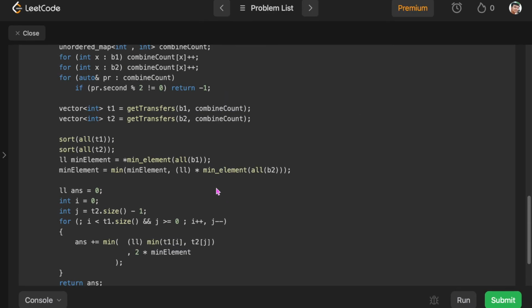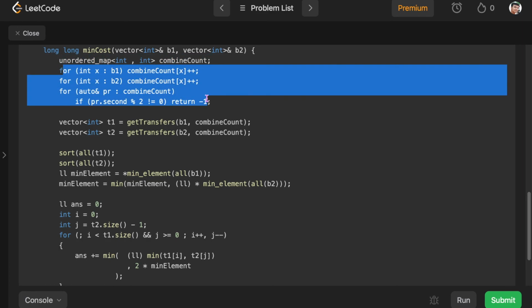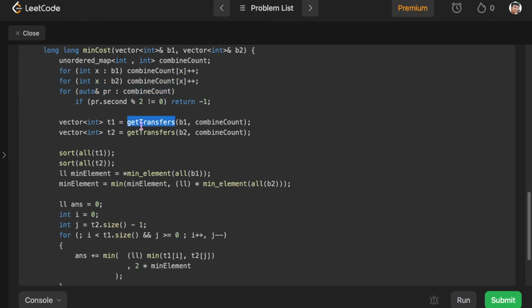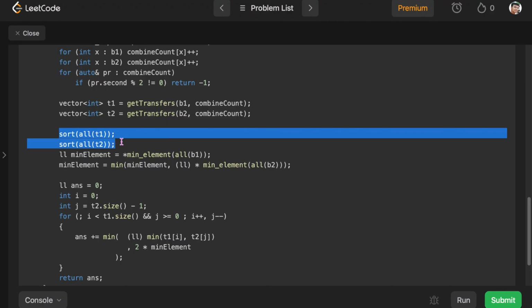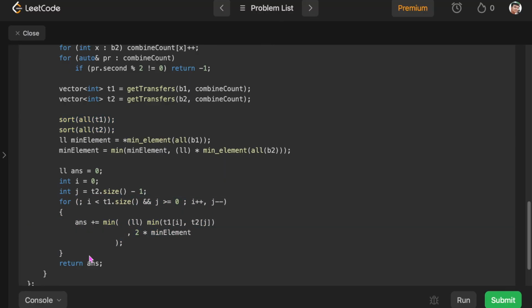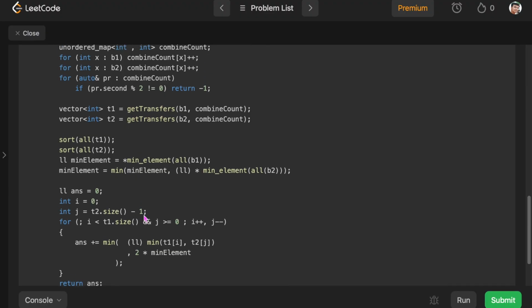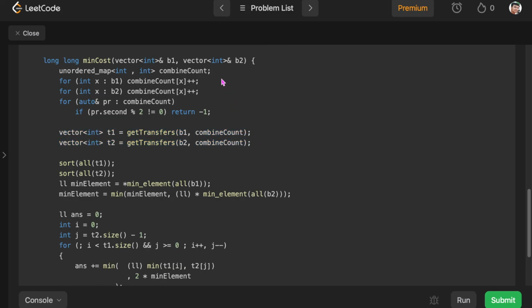So let's have a look at the time and space complexity of our approach. We are creating an unordered map, which has constant time lookup. We are filling it, which is all linear. This get transfer function also works in linear time complexity. The only costly operation we are doing is sorting, which works in n log n time complexity. Every other thing is just linear time complexity. So the overall time complexity of our approach is n log n. Talking about space complexity, we are creating two vectors T1 and T2 and also storing the combined count. So the overall space complexity of our approach will be big O of n.